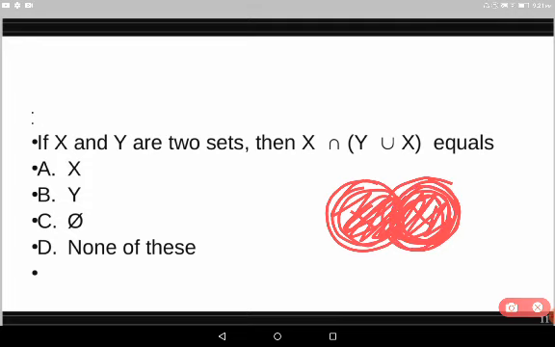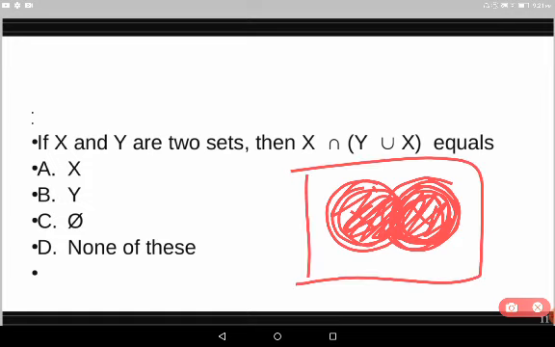And what is X intersection Y union X? Y union X is the whole red thing, whole of the colored portion, and X intersection Y union X will be what? That will be the part common to X and Y union X. That is simply X. It is a basic and really easy question.